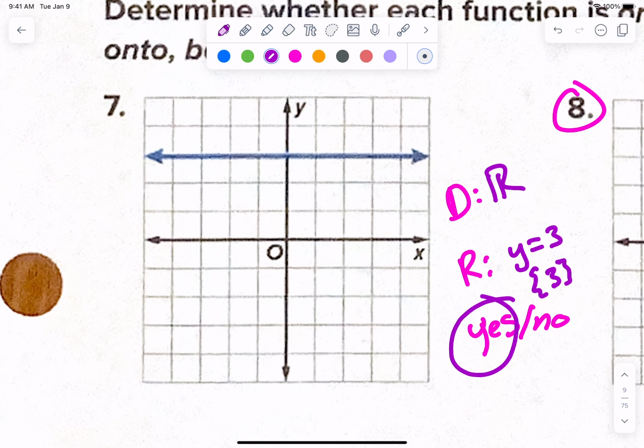Let's go to the next one. Linearity, intercept, symmetry. All right, on to the next one. Page 19.